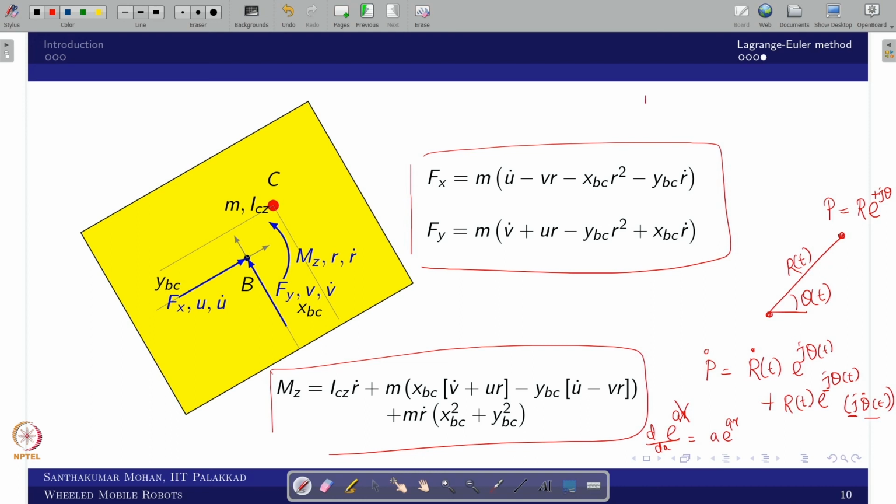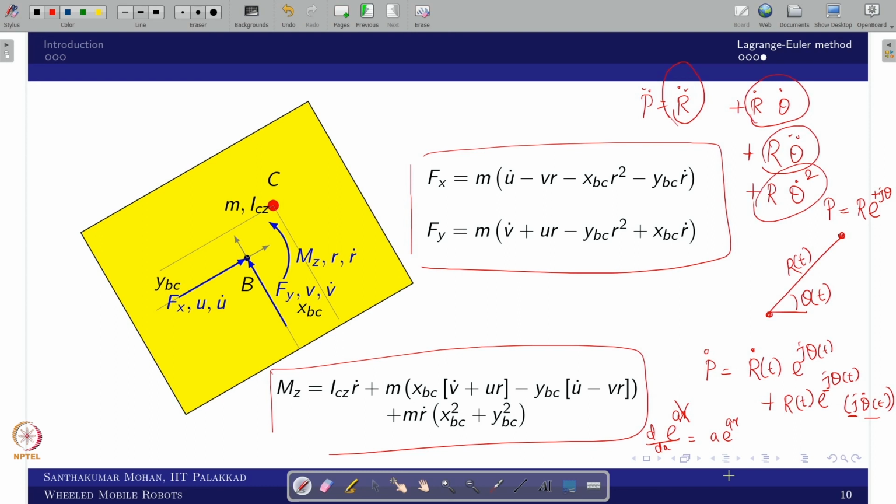Now take the P double dot term. What will you see? R double dot will also come, then the R dot term along with theta dot will come, then R multiplied with the theta double dot term will come, and R multiplied with theta dot squared will come. So this is what you call slip acceleration, this is what you call Coriolis, this is what you call tangential acceleration, and this is what you call radial acceleration.